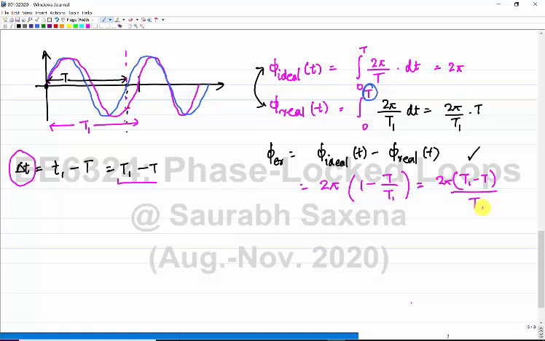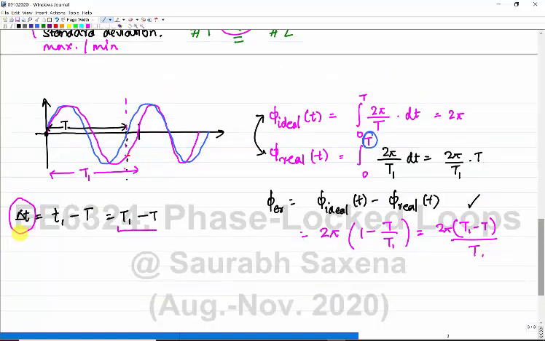Sorry, this is t1, right? So now what we can say here is that if you look at it, this timing error and this phase error, they both are related. In any real system, the average value of this t1 will be the same as T, but the instantaneous value will keep on varying.